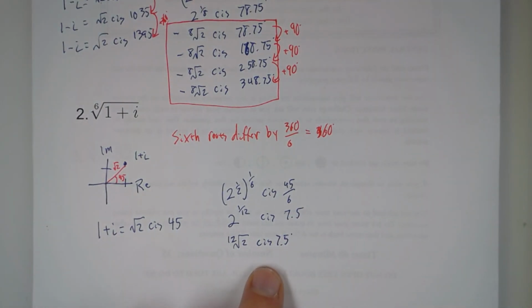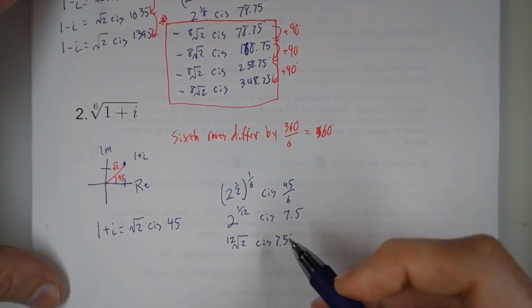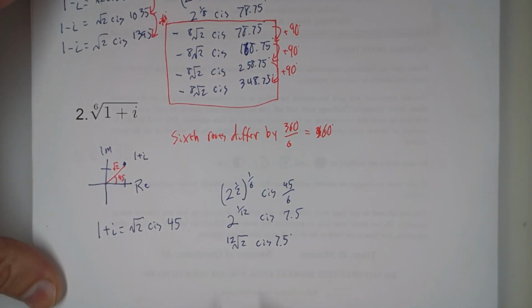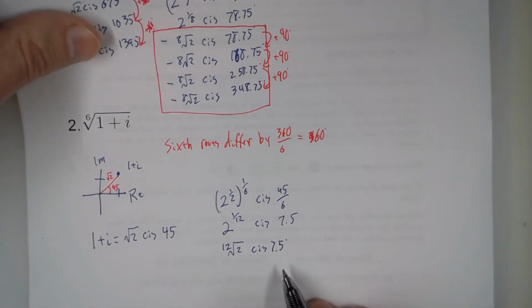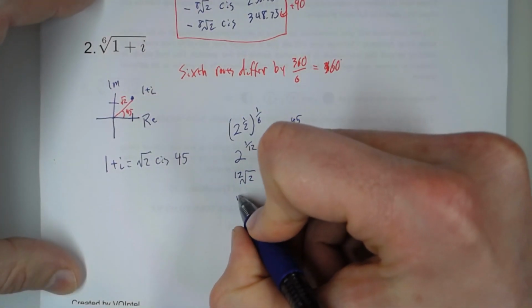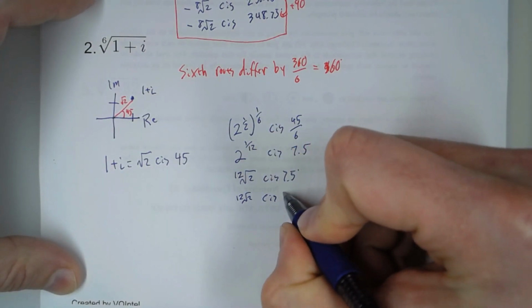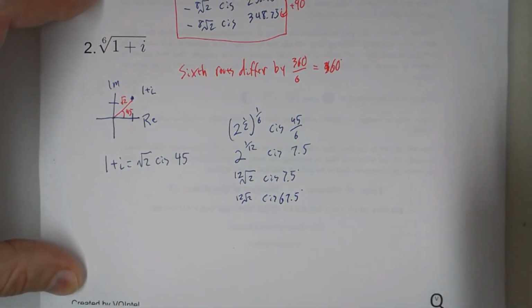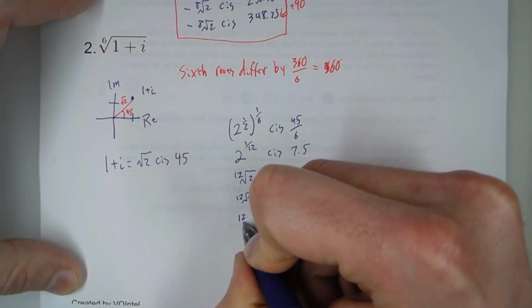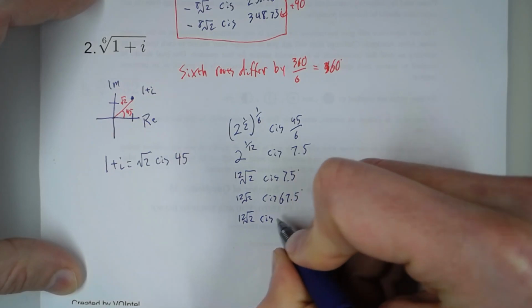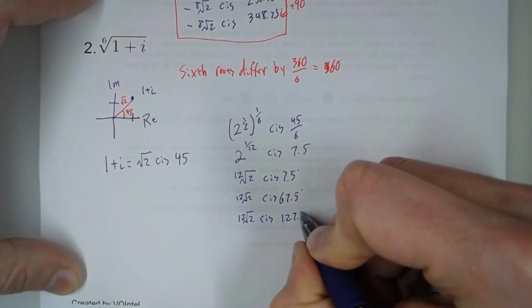So there's our first of the sixth roots. So what's the next one? Well, I'm just going to take this and add 60 degrees to it. So 12th root of 2 cis 67.5, and do it again. 12th root of 2 cis 127.5.